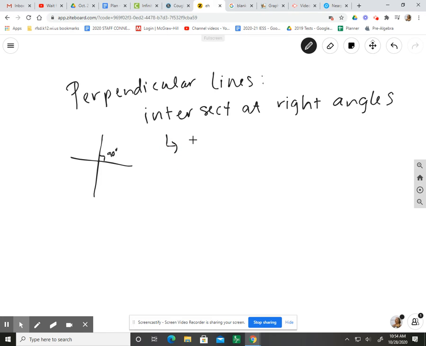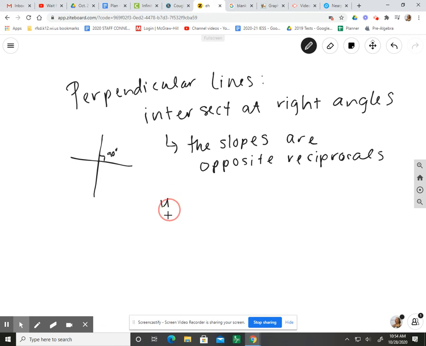Okay, so we talked about slope with parallel lines. So for perpendicular lines, the slopes of these lines are going to be a little bit confusing at first, but they are opposite reciprocals. So remember, reciprocals are flips, where we switch the top and the bottom. That's what a reciprocal is.